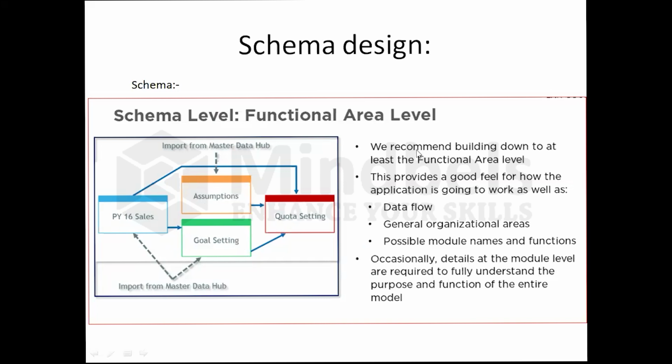So what they are saying: we recommend building down to at least the functional area level. So they are saying at least you should build at a very high level. This provides a good feel for how the application is going to work as well as data flow, general organizational area, possible module name and function. So doing this will help you to understand the data flow at least at the functional level, right? And what the module naming should be can be decided, which you will be able to understand at this high level model schema.